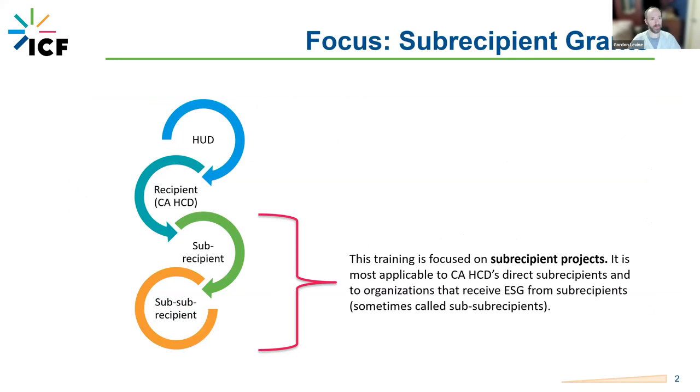Over to you, Erin. Thank you, Gordon. If you have been attending these trainings before, I think this is a graphic that you're probably familiar with. But if not, as a reminder, HUD provides ESG funds to California HCD, who is the recipient. California HCD, in turn, awards those funds to be carried out via their sub-recipients, which is typically the local government or a nonprofit agency. Some sub-recipients in turn contract out their direct services to their own sub-sub-recipients. Today's training is geared towards the sub-recipients and sub-sub-recipients that are receiving ESG or ESG-CV funds. Next slide, Kim.